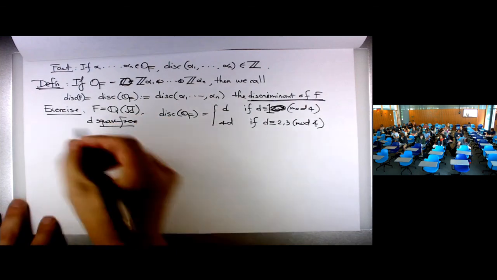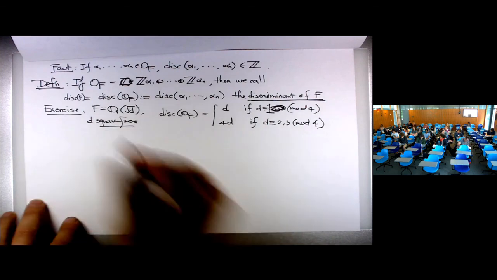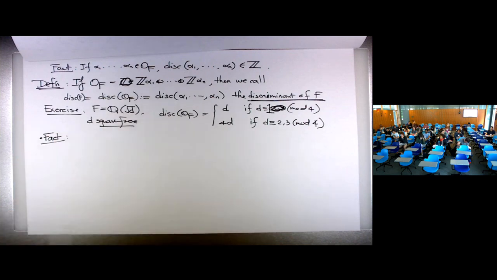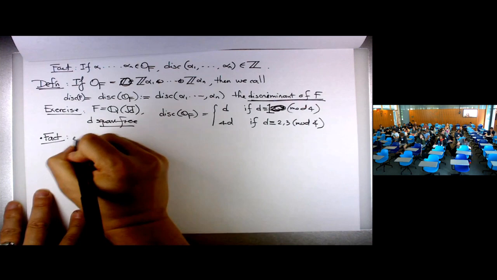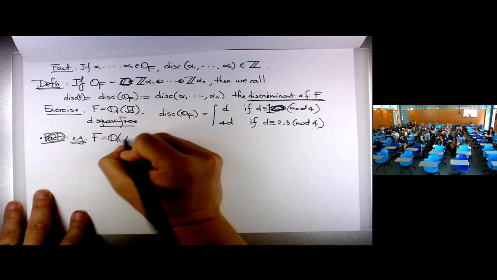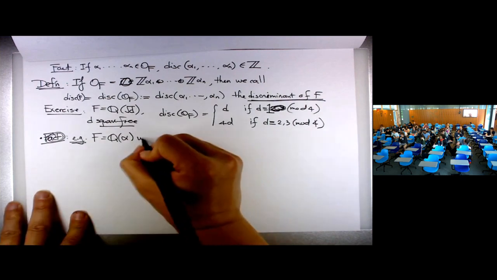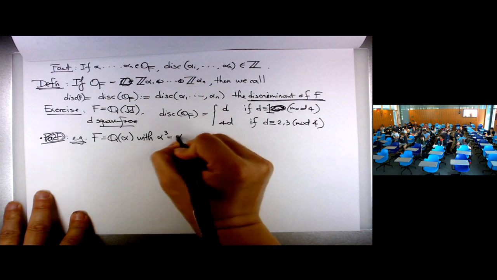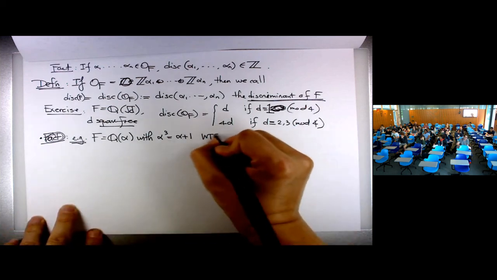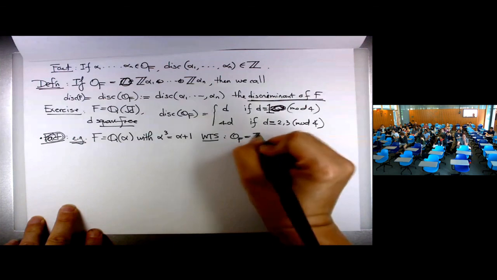So next, I want to say how this discriminant construction can help us determine what OF is. Here's maybe an example. Let me start with an example actually. I start with F equals Q adjoin alpha, where alpha satisfies alpha cubed equals alpha plus 1. I want to show that OF is just Z[alpha].